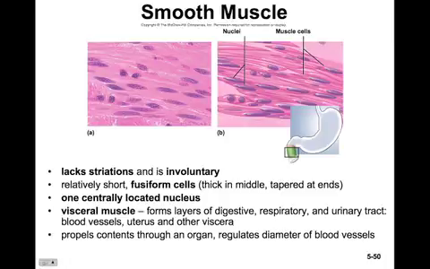So now you have a complete view of all the different tissue types. So go ahead and add the excitable tissues to your list. Now you're ready to get on with your project.